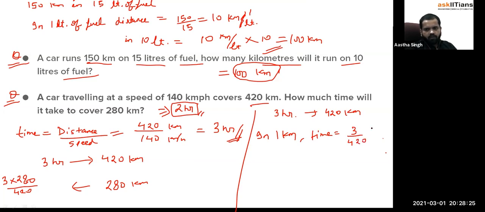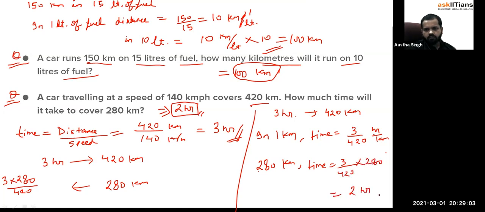In 1 kilometer, how much time will it take? It will take 3 hours divided by 420. So we have calculated for 1 kilometer, the single unit. Now just calculate for 280 kilometers. Time will be your one unit multiplied by 280. So basically 3 by 420 multiplied by 280.